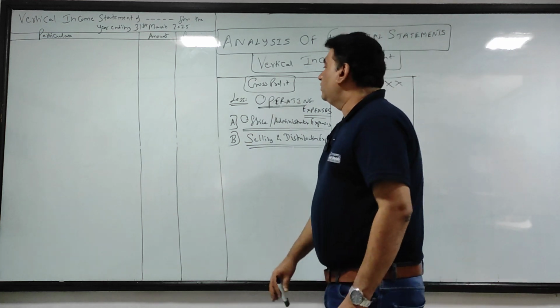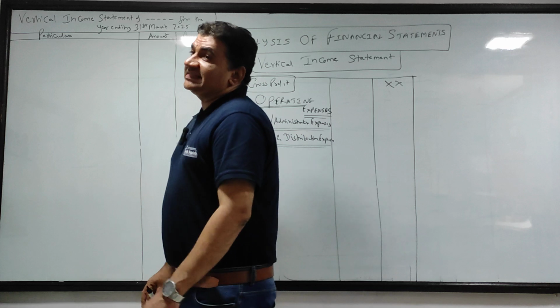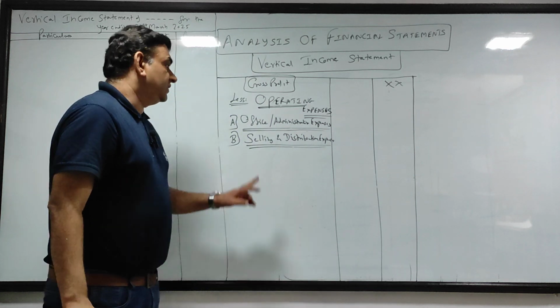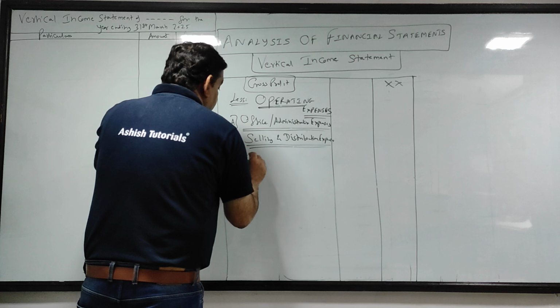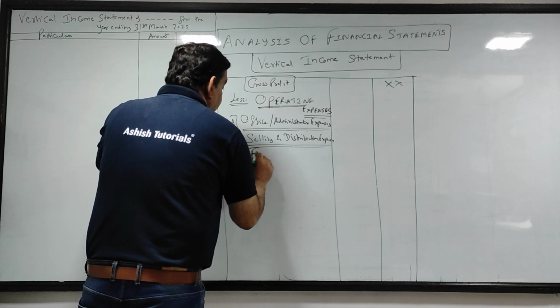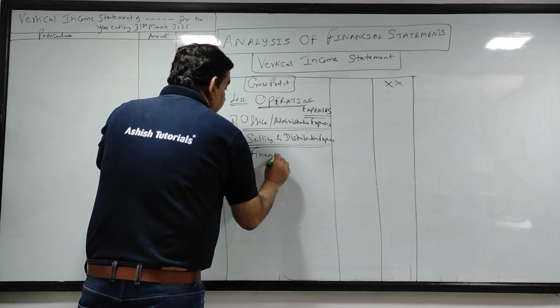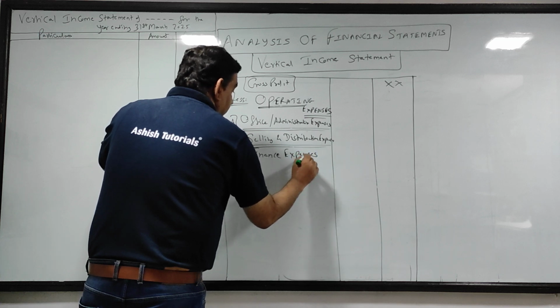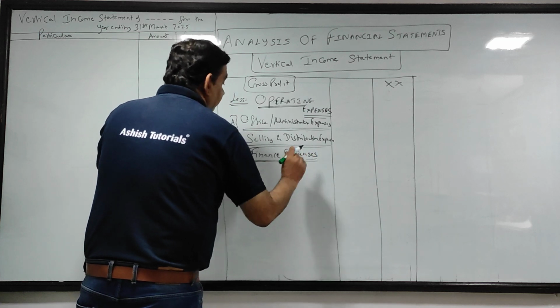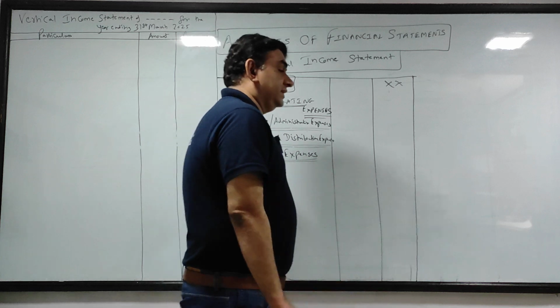Okay. Now, operating expenses is classified in 3 categories: office admin, selling, and now the third one, that will be finance expense.